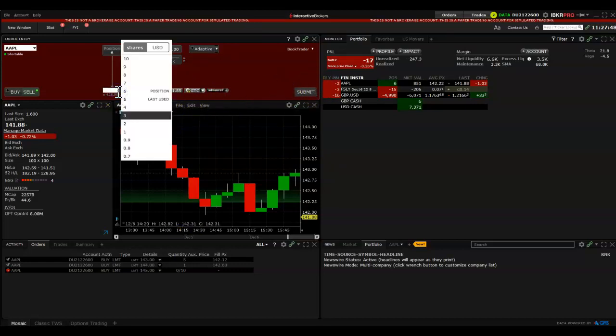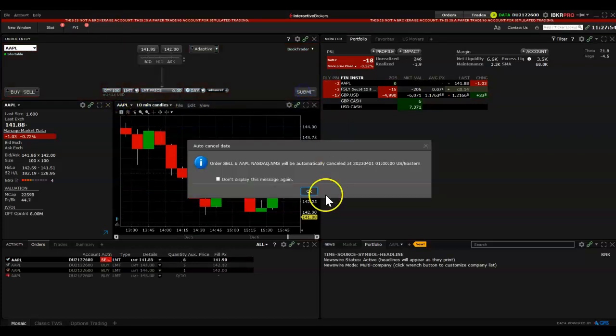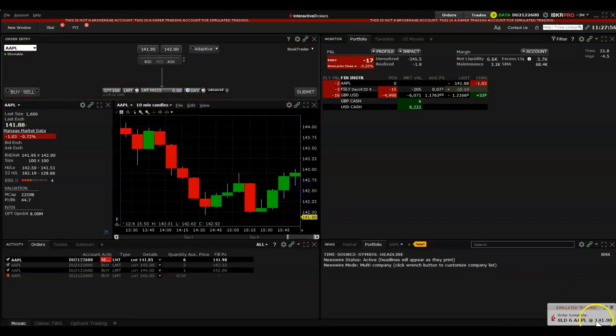But in this case, I don't really need to hold it, so I'll sell the whole thing, which means 6 out of 6. If I click on submit, it will sell, right? And now I have 0. My existing position is now 0 Apple. Okay, so we've just sold all of our Apple stock.